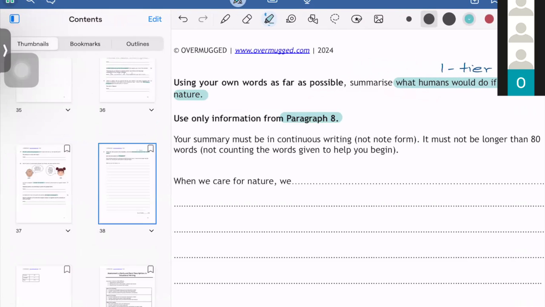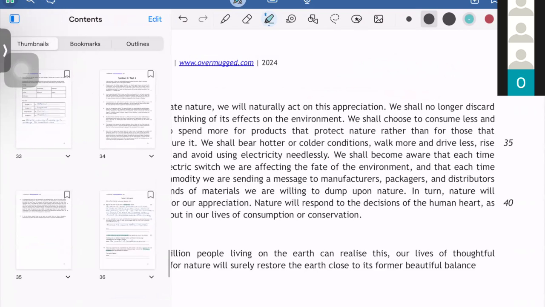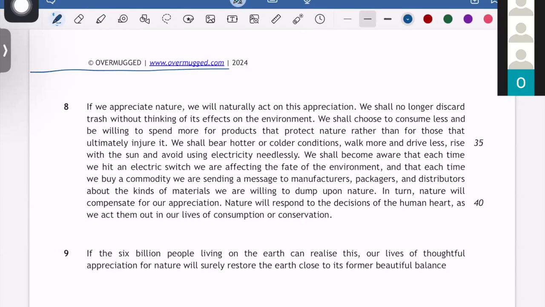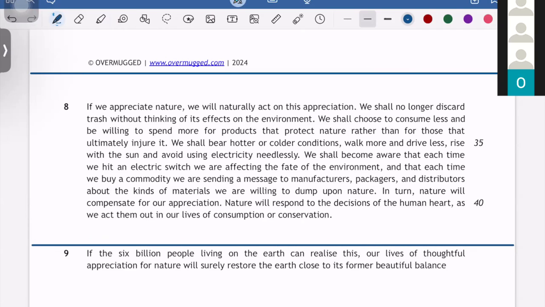Now I'm going to show you a method for summary that I do with my students. Every time you do summary, go to the paragraph you're taking the information from. I will start off by marking out where I'm taking my information from. After you have marked out the part, write down the starting sentence that they have given you. So, when we care for nature, this is what they have given you for summary.